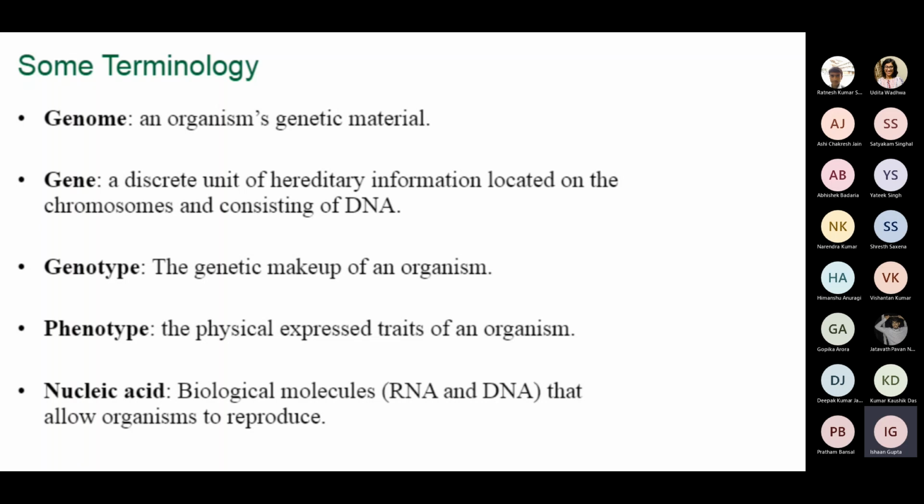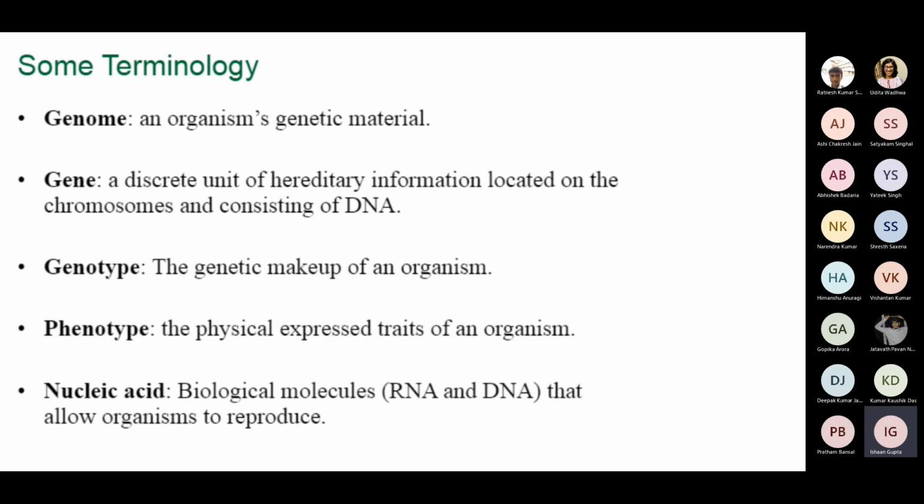A genome is all the genetic material in an organism. Genetic material is something that is passed on from mother to daughter cell, or from one organism to its children. A gene is a discrete unit of hereditary information that is located at a specific location in the organism's genome. So if an organism has multiple chromosomes, it will be located on a specific chromosome, and a gene consists of DNA.